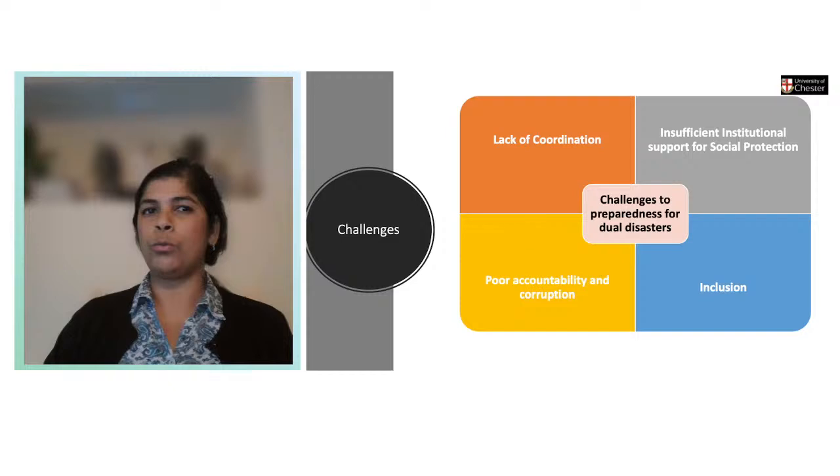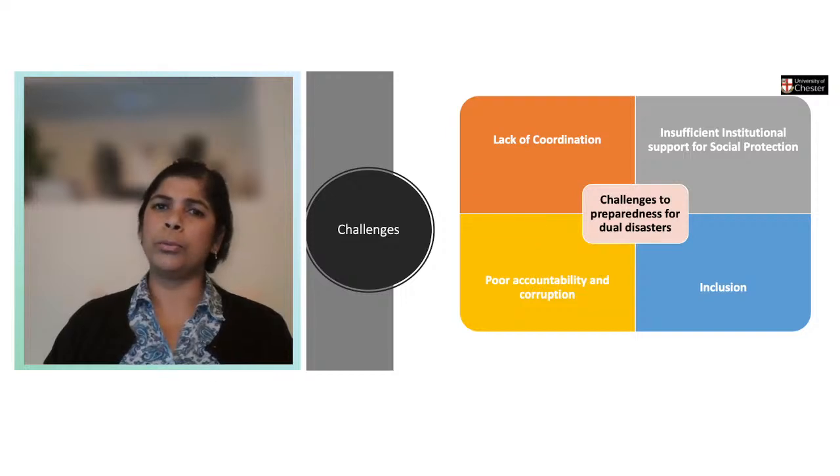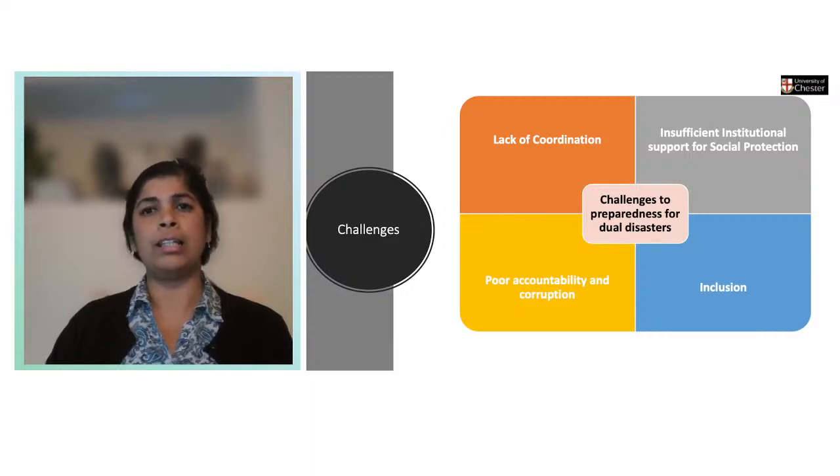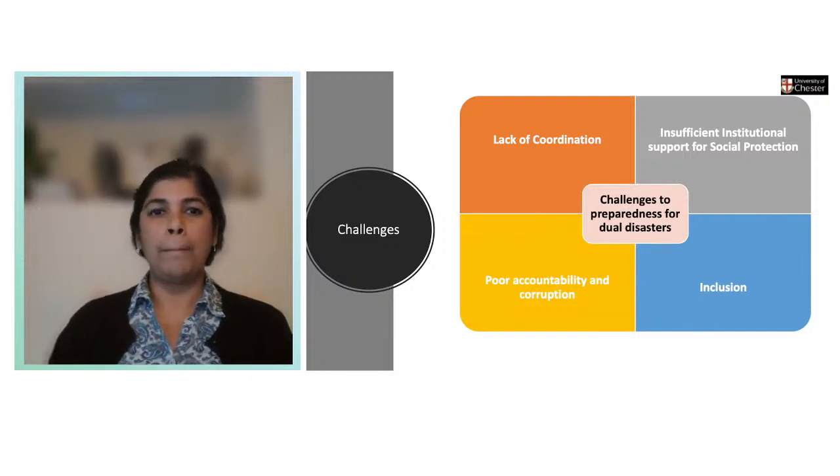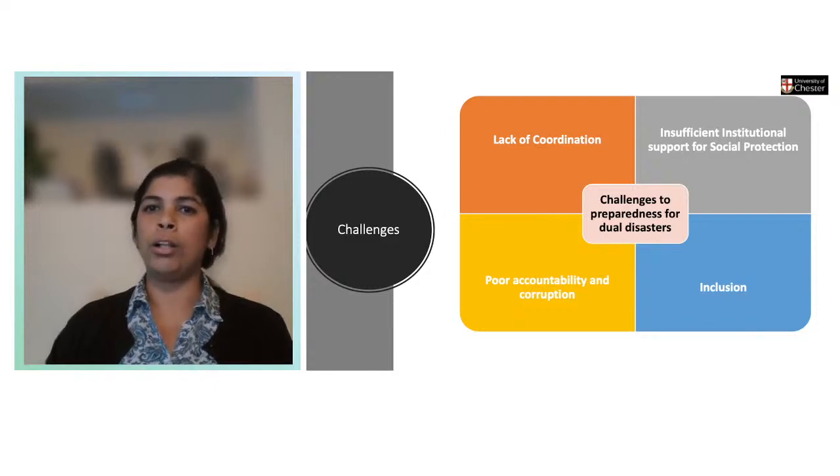That was a lack of coordination. It's an example. Another thing was about insufficient institutional support. Everyone we asked, all participants, said that they were given some money as capital to build back the livelihood that they had lost. But the amount was so small that it actually did not help them.